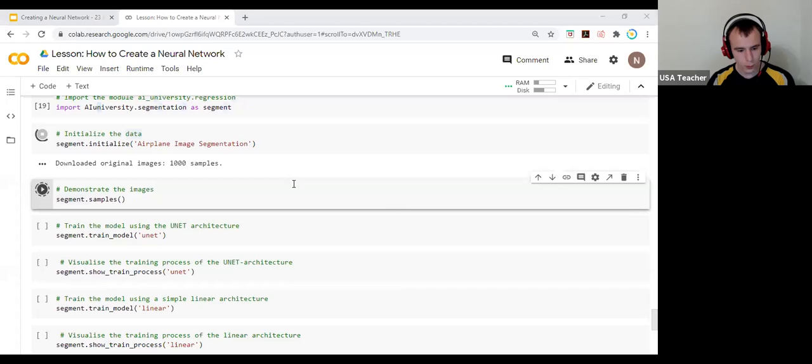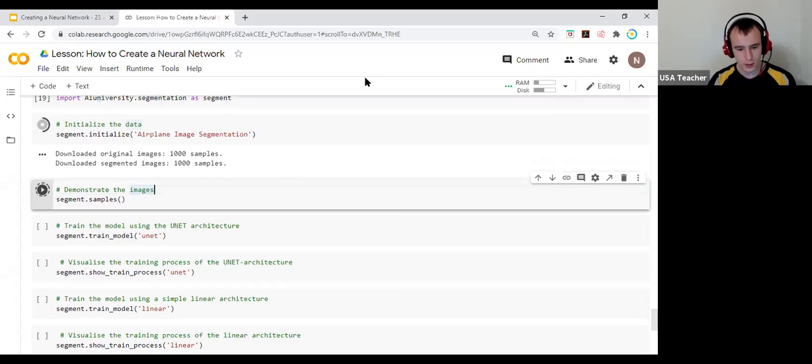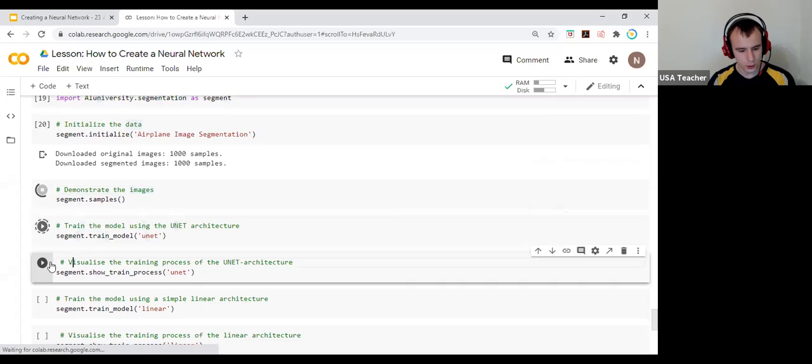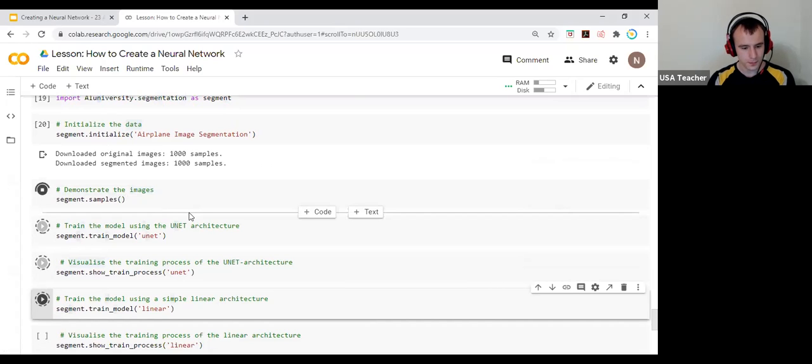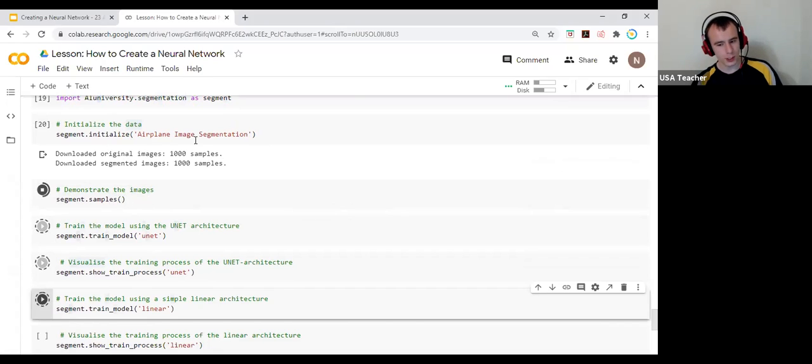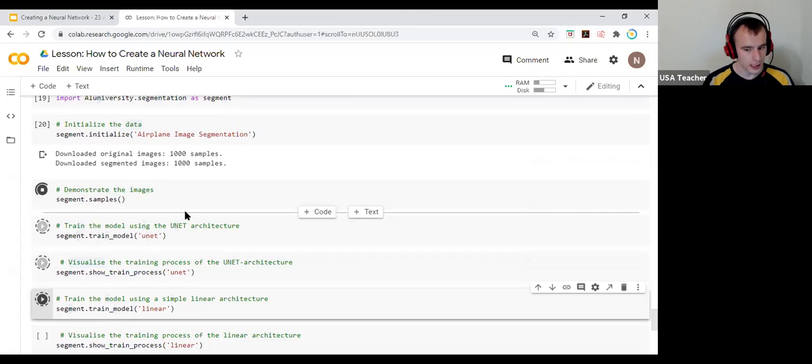Okay, unfortunately, we are running out of time, so I'm going to try to go through this a little bit quicker. Right now, we're downloading some images, and our images will just be airplanes, and we will want to find out where the airplane is versus where everything else is.